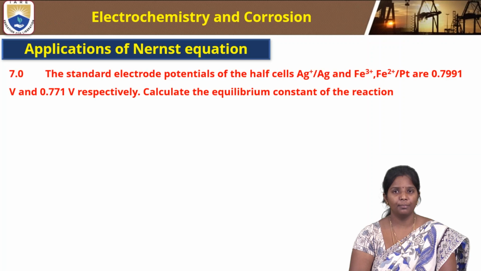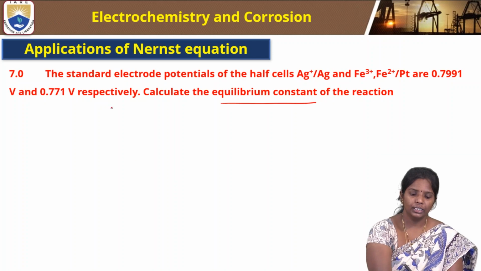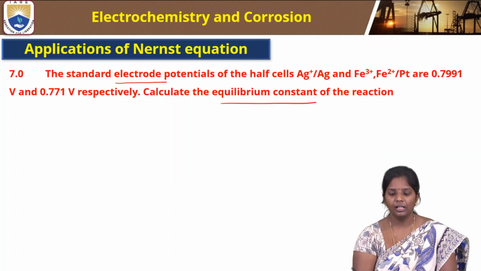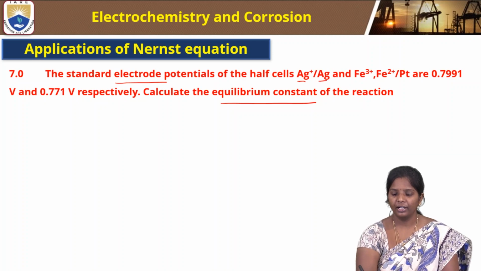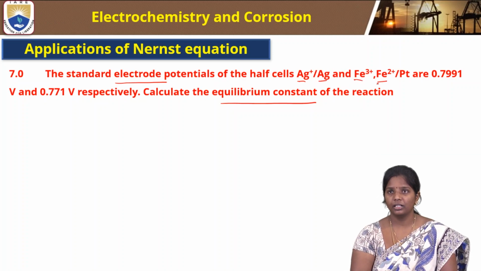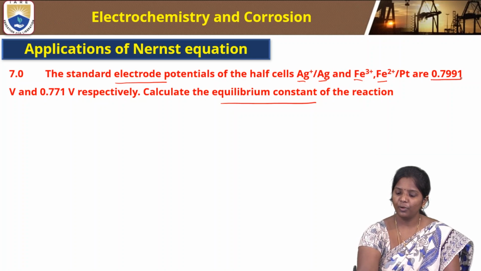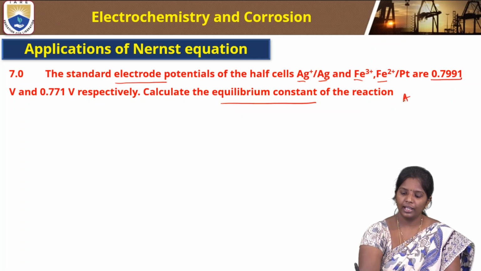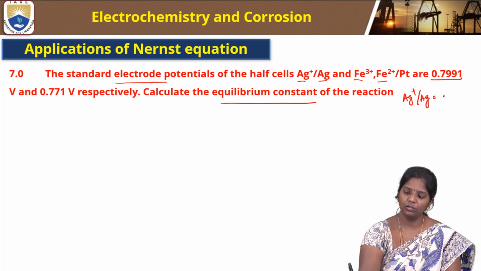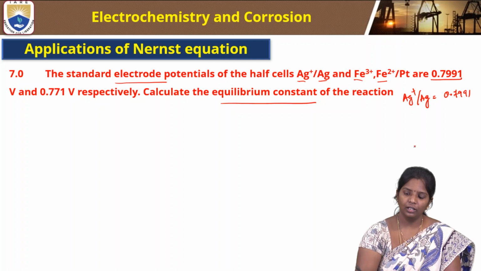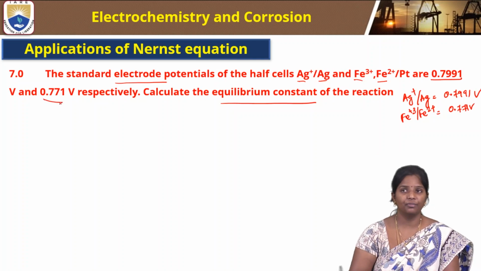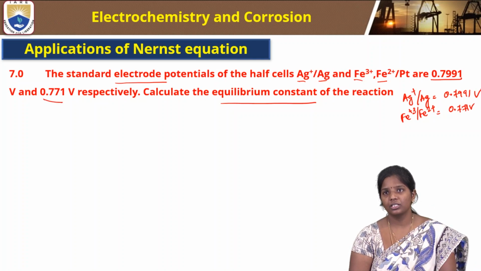So we will see one example of the applications of the Nernst equation, like the equilibrium constant. The standard electrode potentials of the half cells, silver plus to silver and ferric ions to ferrous with platinum as the reference electrode, are: Ag plus to Ag is 0.7991 volt, and Fe plus 3 to Fe plus 2 is 0.771 volt. Calculate the equilibrium constant of the reaction.